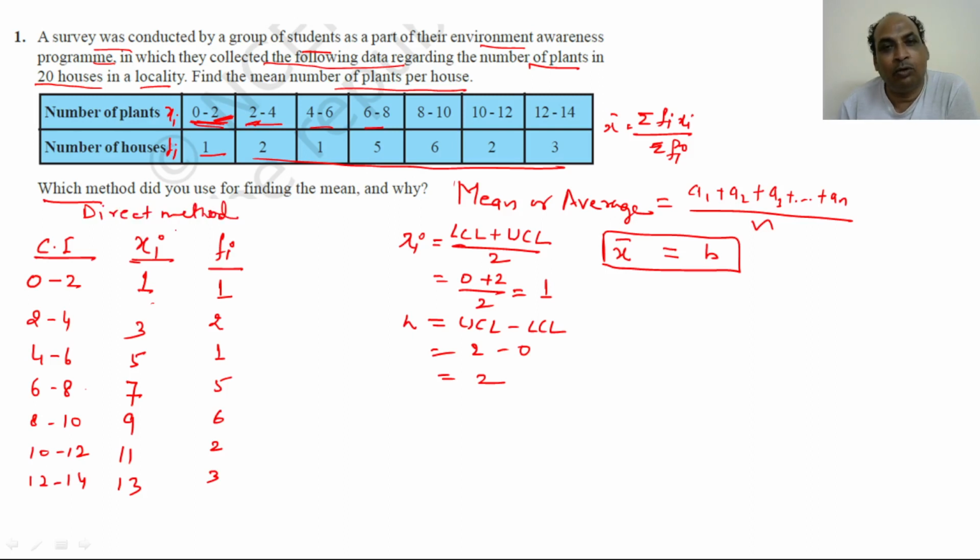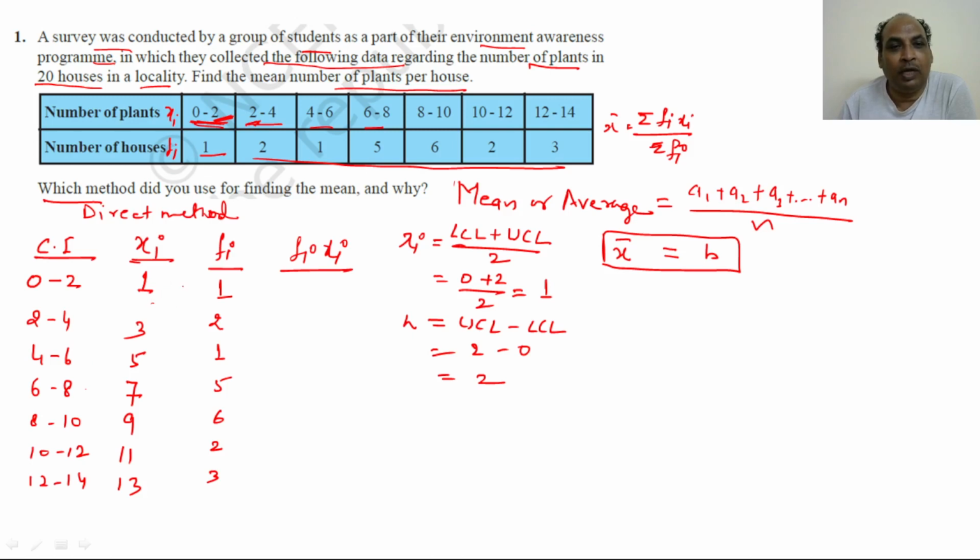There are other methods also, which I will be telling you in the next questions. So let us learn about the direct method also. Now we need to find what? Fi xi, correct? Because this is small data, we can multiply very well, so there will not be any problem. That's why I am telling you this direct method.